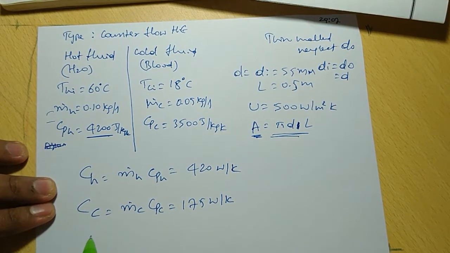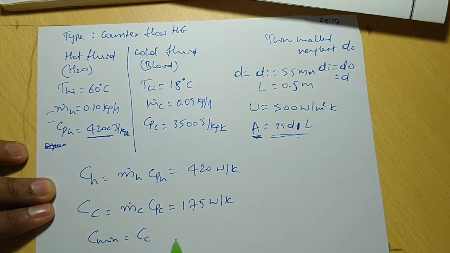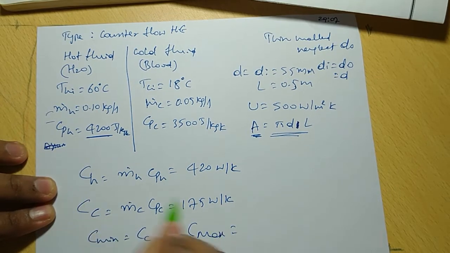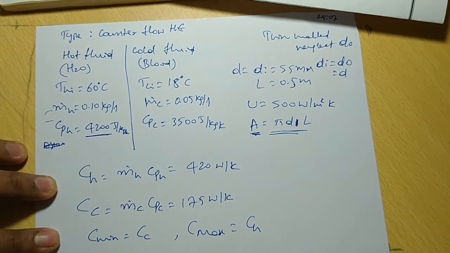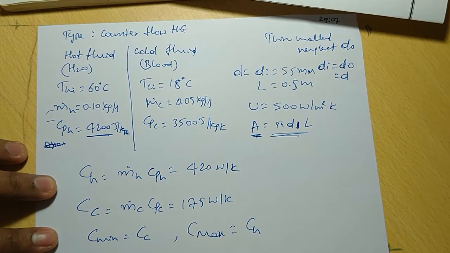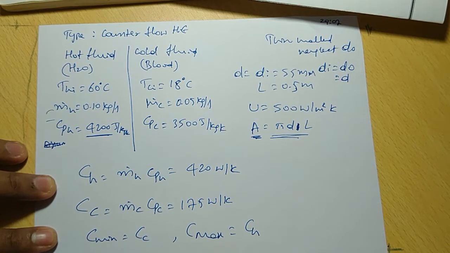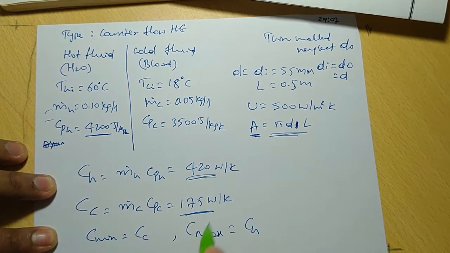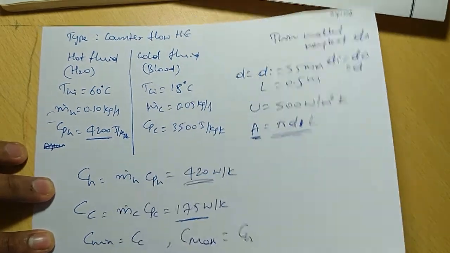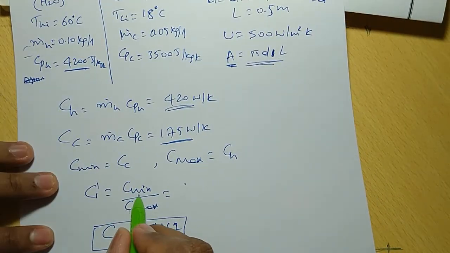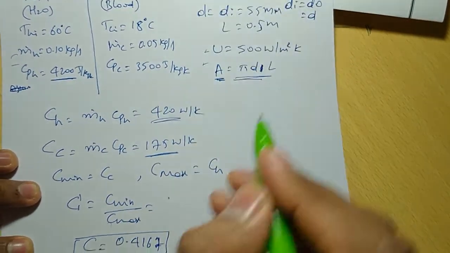Here C minimum is the Cc and the C maximum is what? Ch. Once you know this value, find out the C, that is C minimum divided by C max. By doing the calculation you will get C is 0.4167. This is unitless, 0.4167.